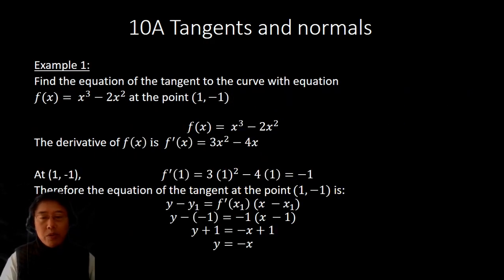An example, so you can go through that example. You have your function, you differentiate, you substitute the coordinates of that point, you do a little bit of algebraic manipulation to simplify the rule to make y the subject, and you get the equation of the tangent, and the gradient value is -1.